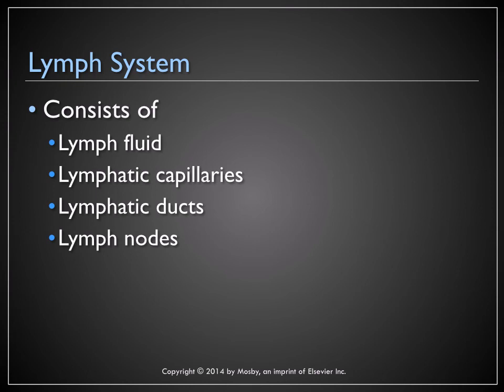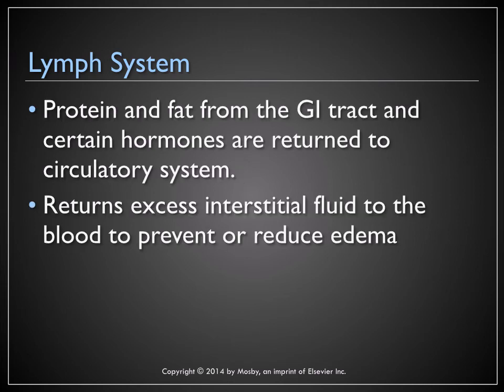Lymph system. Yes, blood and lymph both are important for our body, and lymph consists of lymph fluid, lymphatic capillaries, lymphatic ducts, and lymph nodes. Lymph, what is the job of lymph? It enables proteins and fat from the GI tract, and certain hormones, to be returned to the circulatory system.